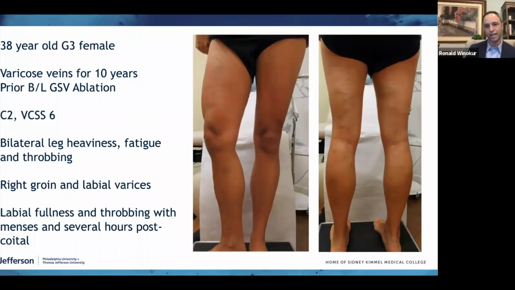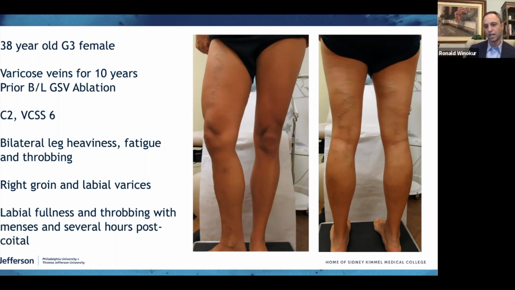So start with an example. Here's a 38-year-old female, 3 prior pregnancies. She had varicose veins for 10 years. She had prior bilateral great saphenous vein ablations before ever coming to see me. She presents to the office, and here she clearly has C2 disease, so CEAP classification.